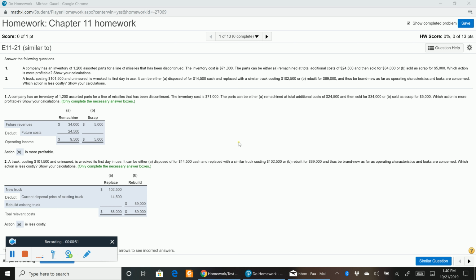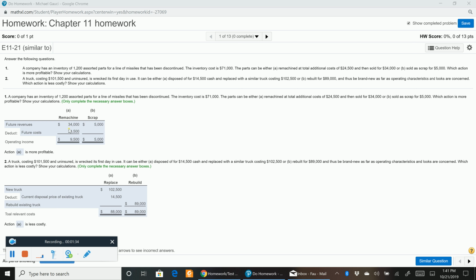So what we're going to do here, this is a decision-making process where we are going to analyze our two alternatives. And the key that we learned in this chapter was we will look at the relevant revenues and the relevant costs. The relevant revenues and the relevant costs are the revenues and costs that are different between the two alternatives. So alternative A, where we remachine, we'd be able to get future revenue of $34,000. But if we simply scrap it, which is alternative B, we'd be able to get future revenue of $5,000. Those two are different amounts, so they are relevant.